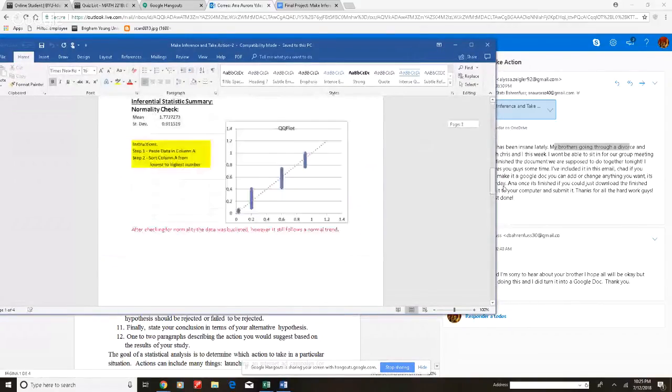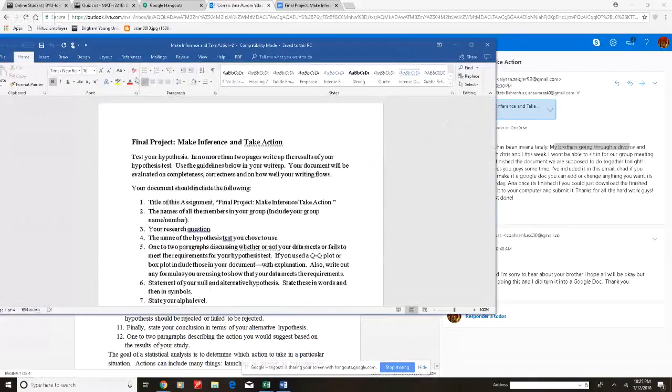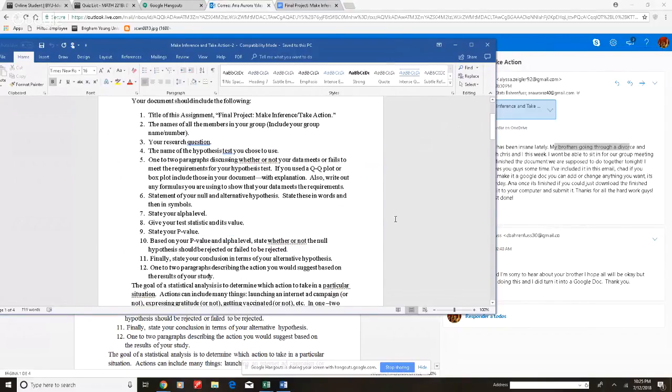If you look at, let's see, is it number 12 right here? Rule number 12 says 1 to 2 paragraphs describing the action you would suggest based on the results of your study. Down here she mentions, based on the results of the study, parents should prompt their kids to brush teeth more than one time. Parents would like to see a reduction in their problems. She gives questions there too. So I feel like she just did the whole thing. It's a good document, but I can email her and ask her to make sure.